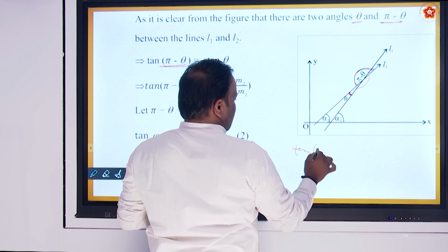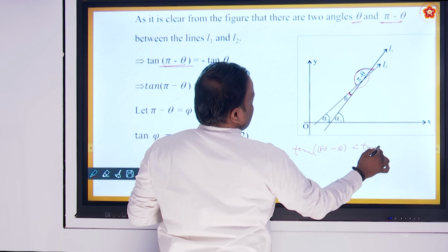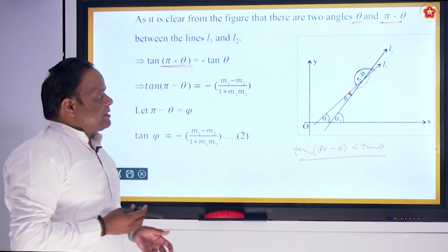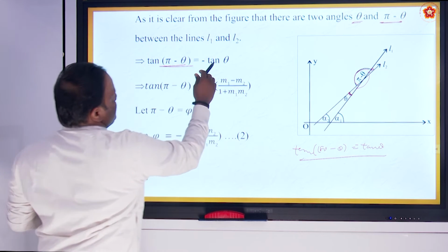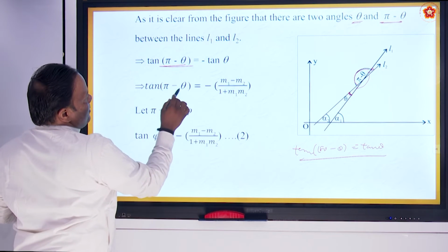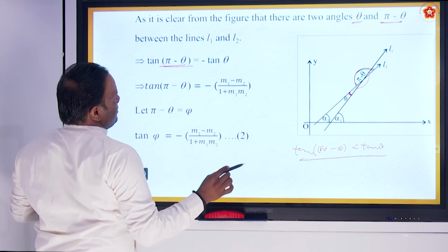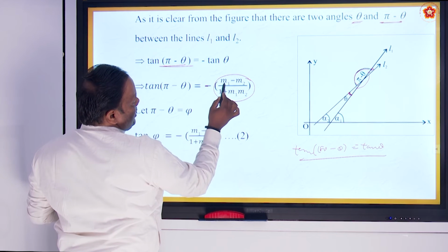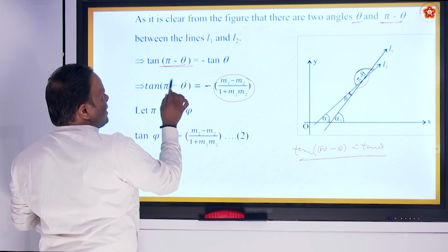We know the property tan of 180 minus theta is equal to minus tan theta, because 180 minus theta lies in the second quadrant, where tan is negative. We can write tan of pi minus theta is equal to minus tan theta. So tan of pi minus theta is equal to minus (m1 minus m2) divided by (1 plus m1 m2). Observe here, if this value is negative, meaning (m1 minus m2) divided by (1 plus m1 m2) is negative, then the angle is pi minus theta.